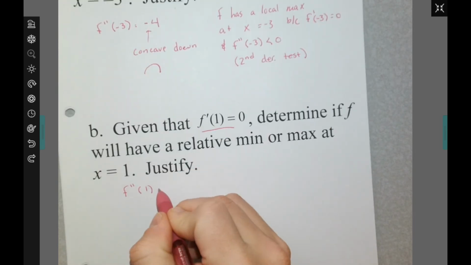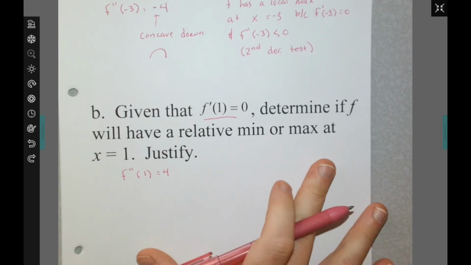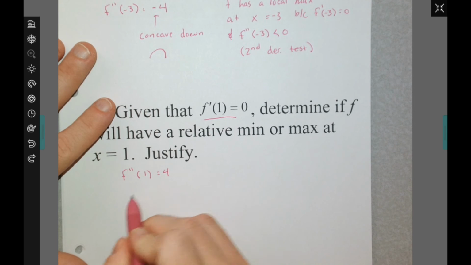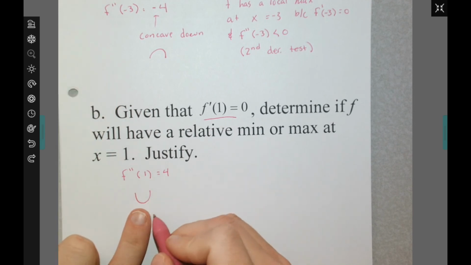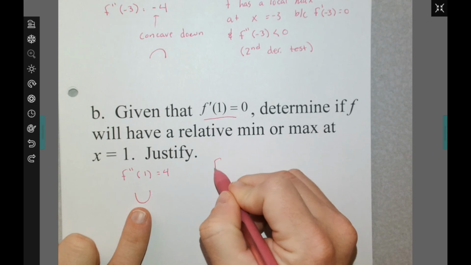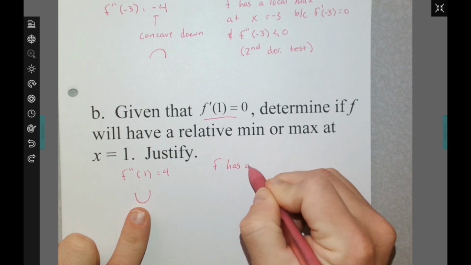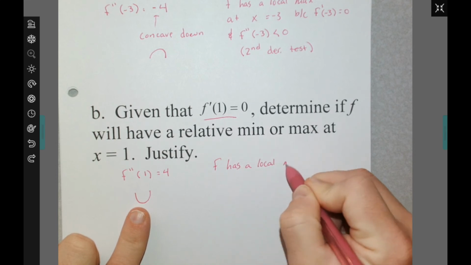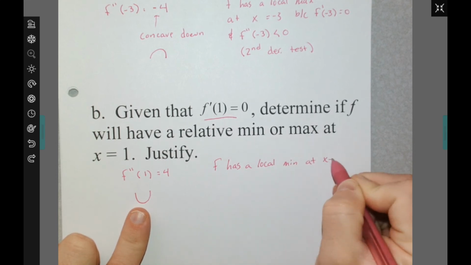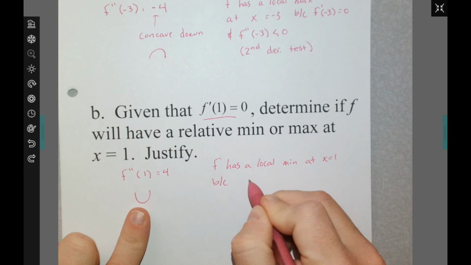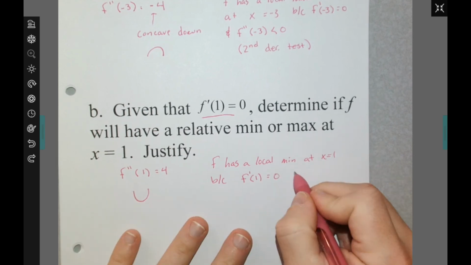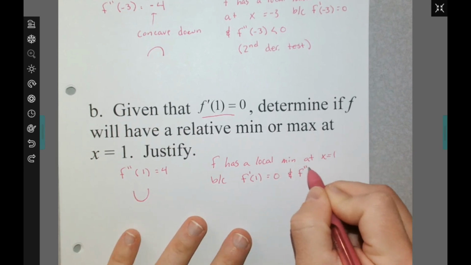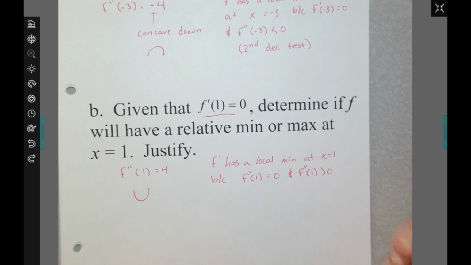So it's positive. We know from the first day that concave up occurs when the second derivative is positive. So if I'm concaving up, we're going to have a local min. So we can say f has a local min at x equals 1 because, again, the first derivative at 1 is 0 and our second derivative is positive. That's it right there.